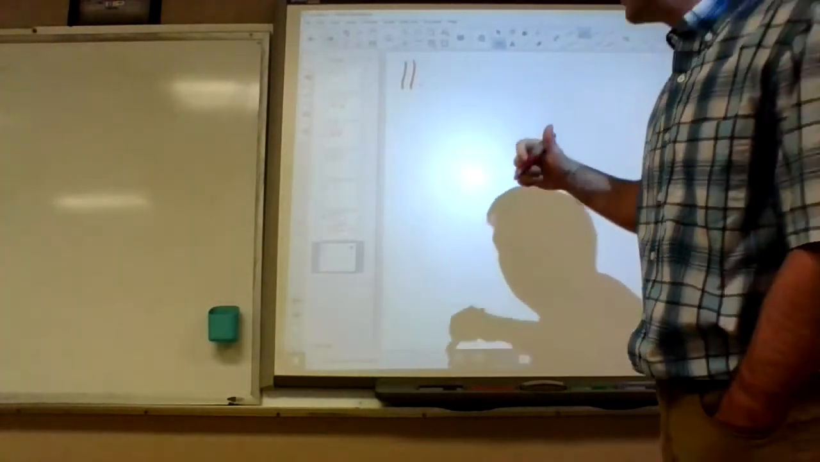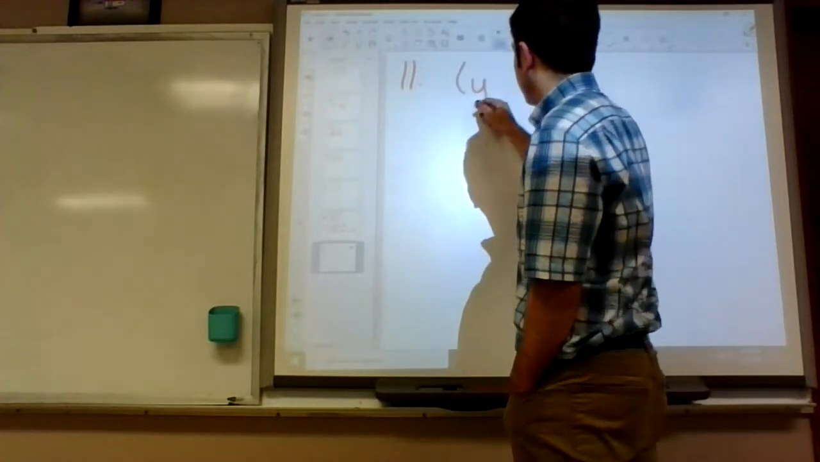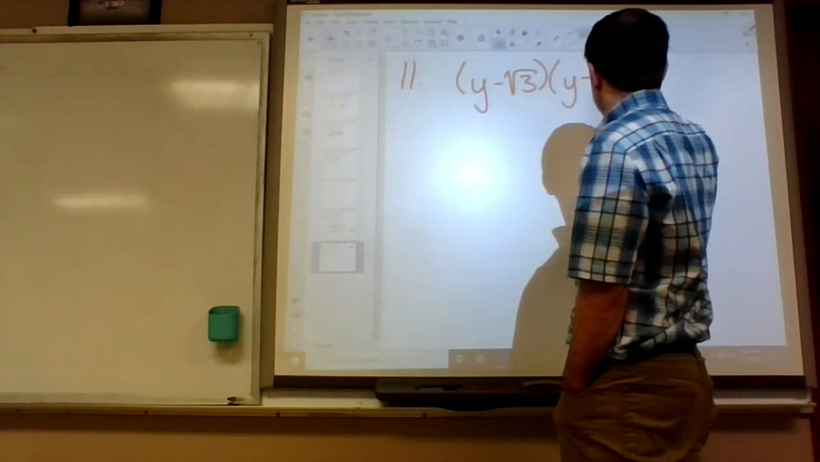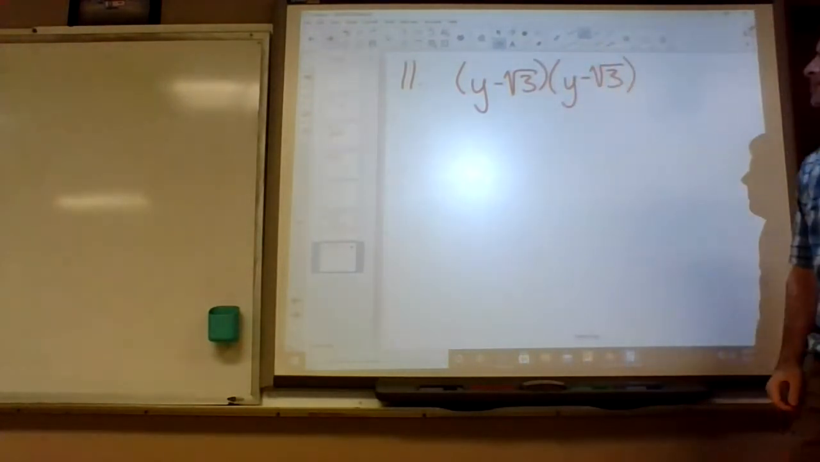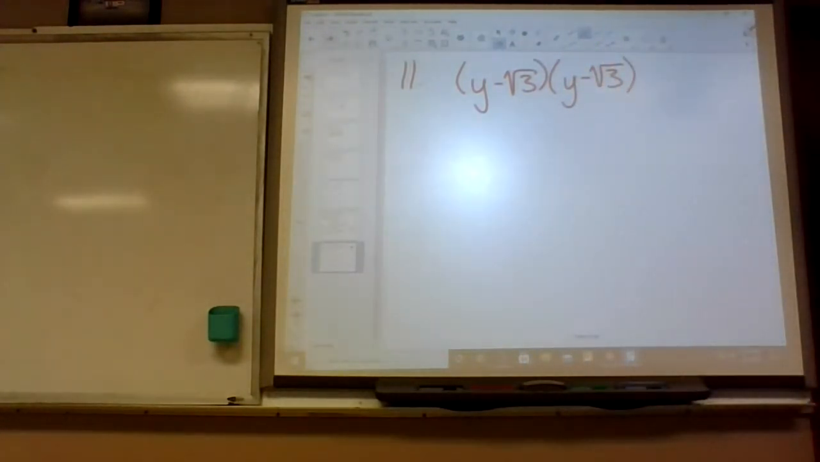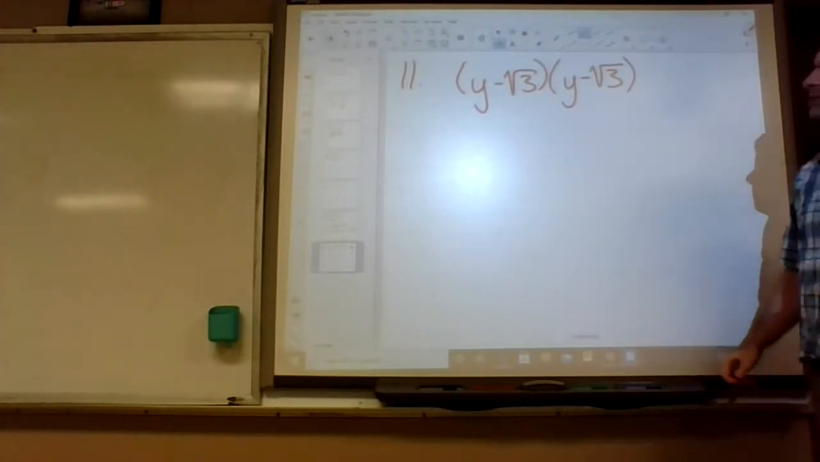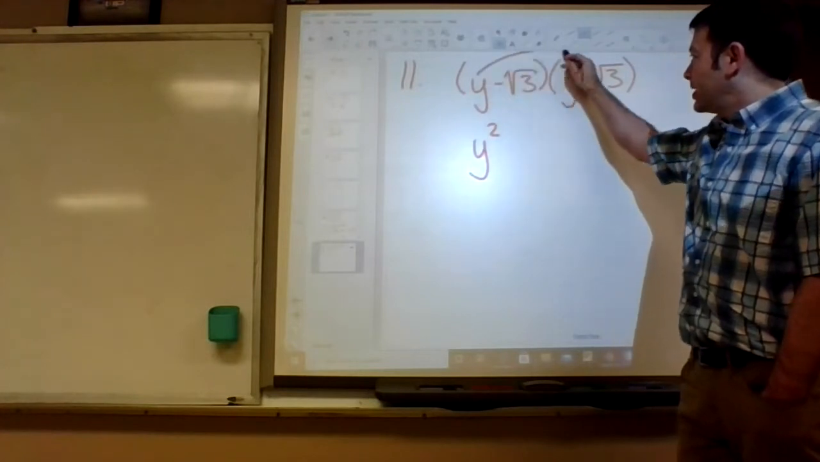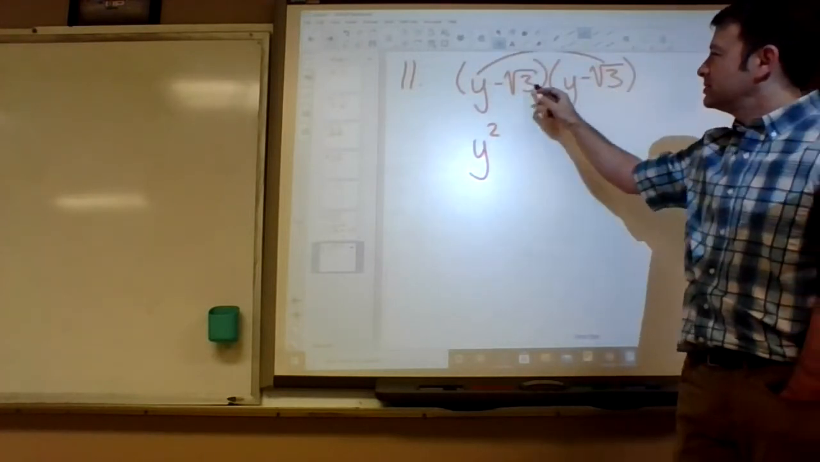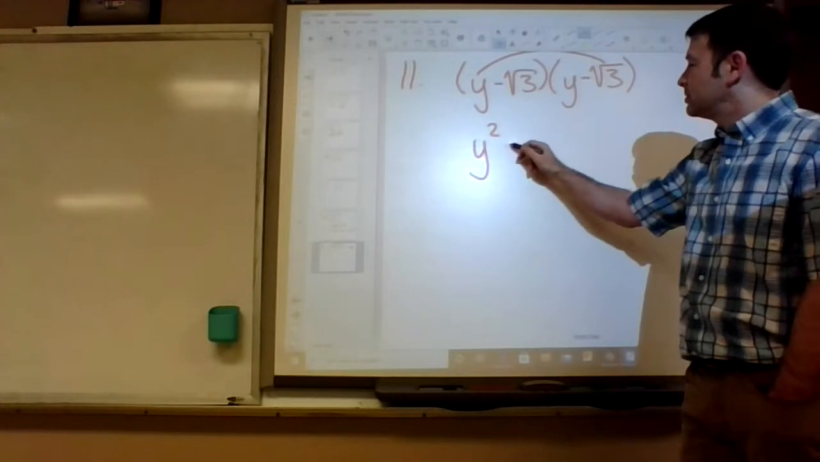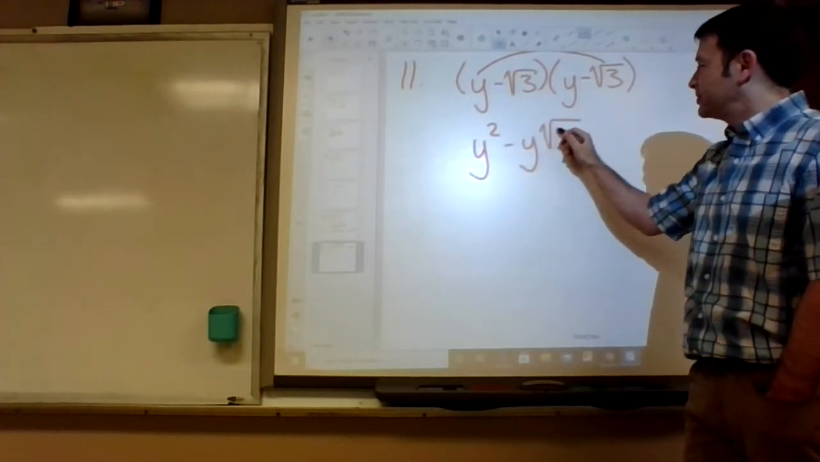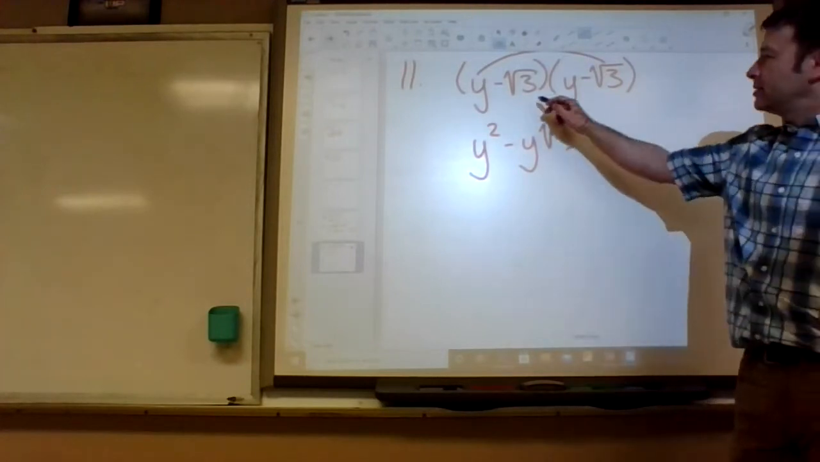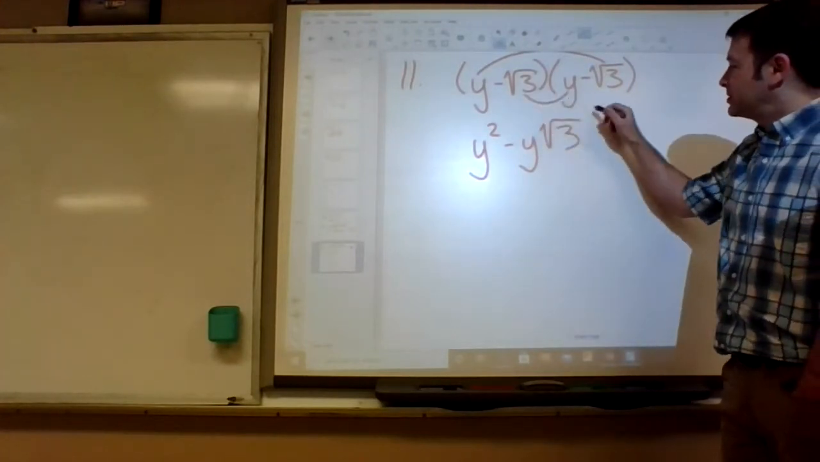No, it's y minus square root of 3 times y minus square root of 3. Okay, what would the first term be? Y squared. Y times y. What would the outside be? Negative y square root of 3. Right. Put the y in front, that way it doesn't look like a square root of 3y. And the next one would also be negative y square root of 3. Yeah, the inside is the same thing.